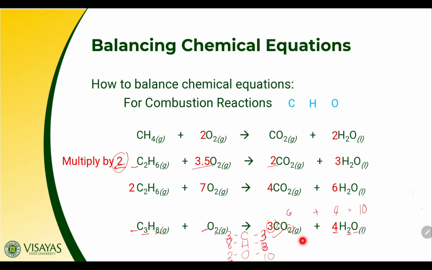Therefore, we can add a coefficient 5 for oxygen here. When we multiply 5 by 2, we now have 10 oxygen atoms on the reactant side. Okay, so we have a balanced chemical equation now.